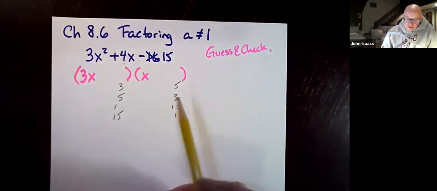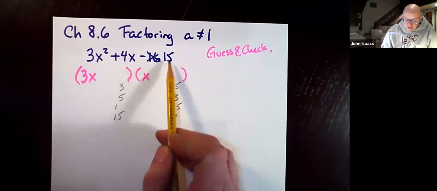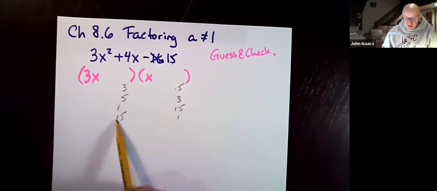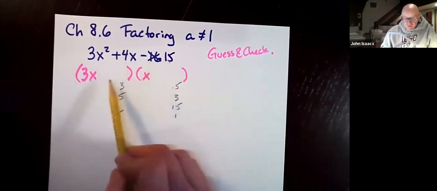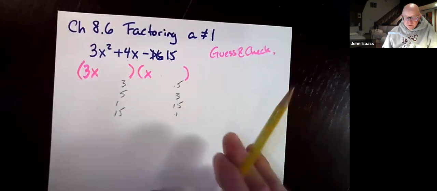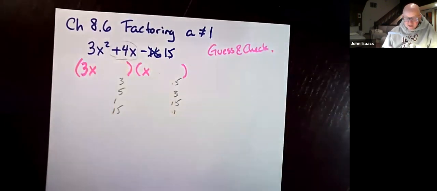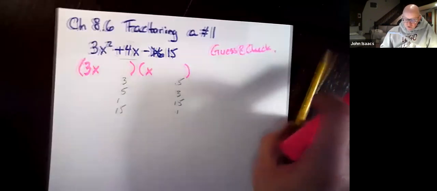So for the 3x squared we're stuck with our 3x. And for the last 15, if we put a 3 and a 5 in, or a 5 and a 3, or a 1 and a 15, or a 15 and a 1, we will get the 15, right? And if we make the signs different, we'll get the negative, right? But how do we get the 4x is the deal here. So this is where the guess and check works.